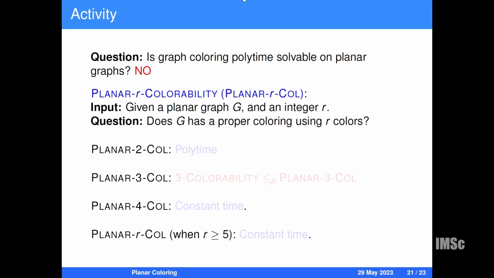So what happens when R is at least 5? Okay, let's go to 2. What happens when R is 2? I give you a planar graph and ask this question: is it 2 colorable? Who said yes? Is there a polynomial time algorithm? Yes? Okay, what is it?